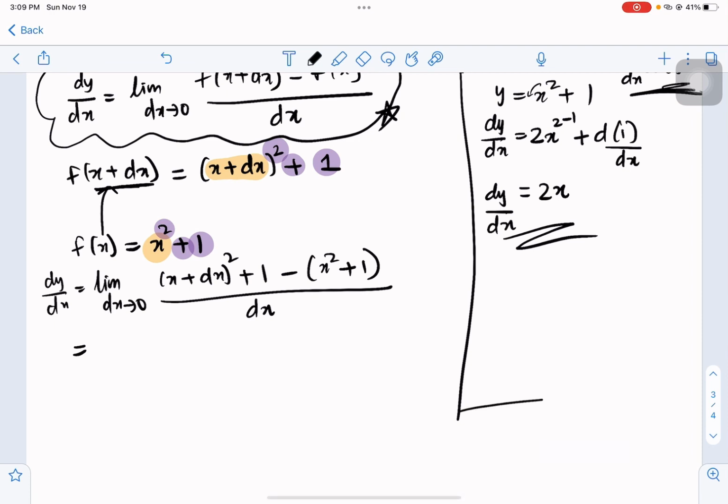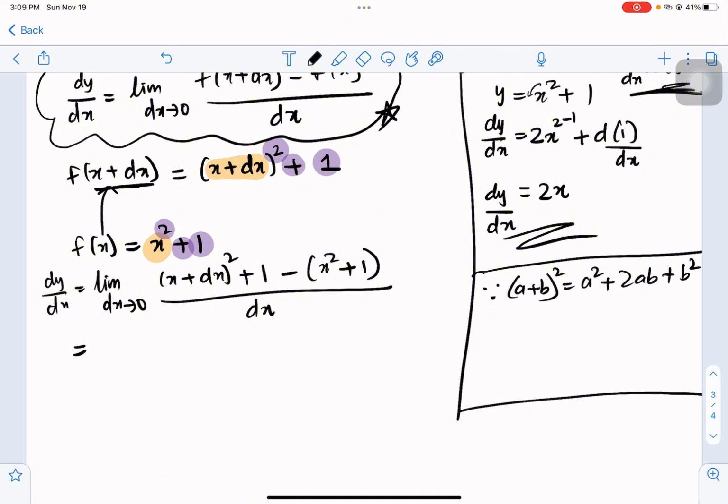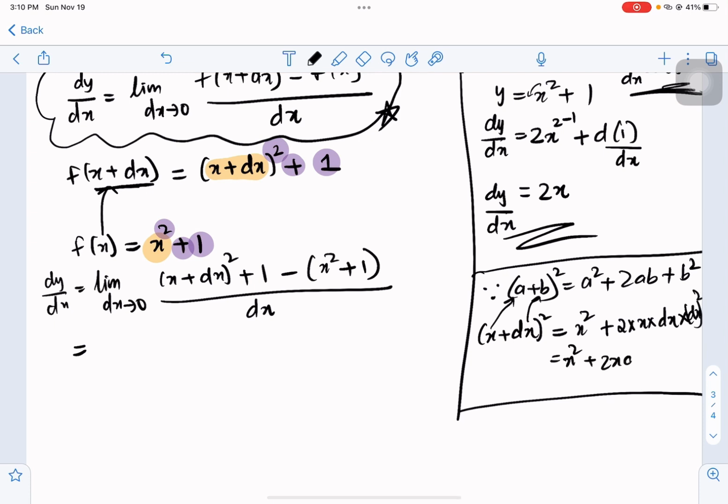Okay, so now try to simplify. What you know in the background is that a plus b whole square is a squared plus 2ab plus b squared. So you can open up this x plus dx whole square by just replacing this. A squared means x squared, plus 2 multiplied with a times b, and you have b squared. So this is x squared plus 2x dx plus dx whole square.